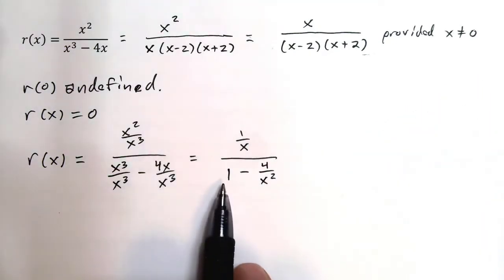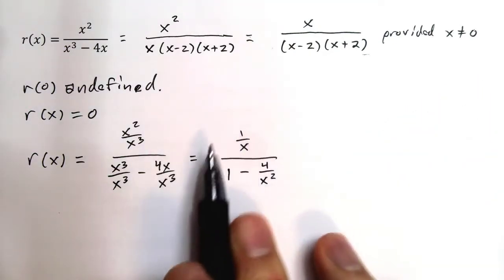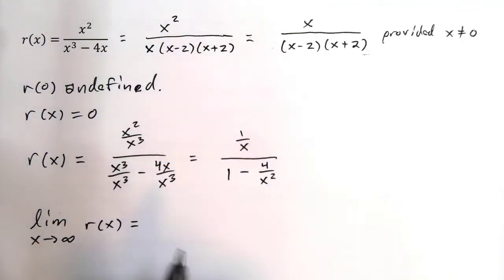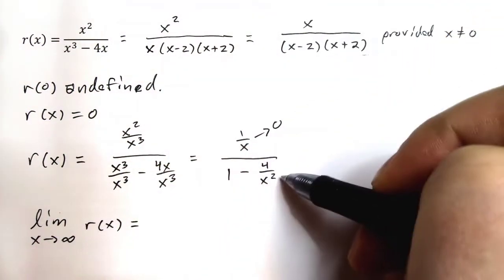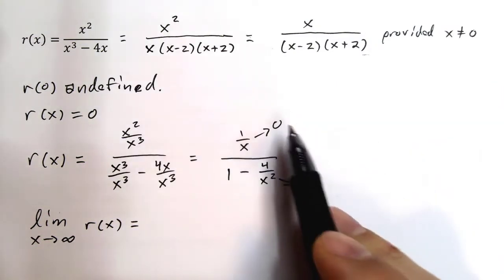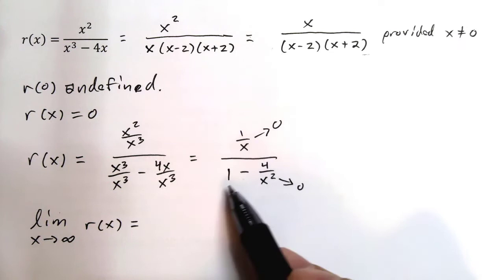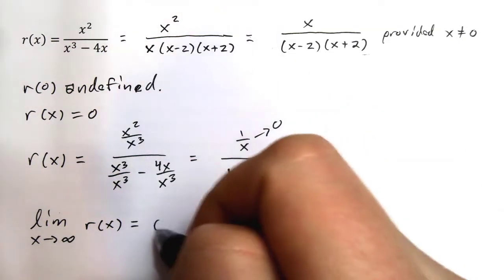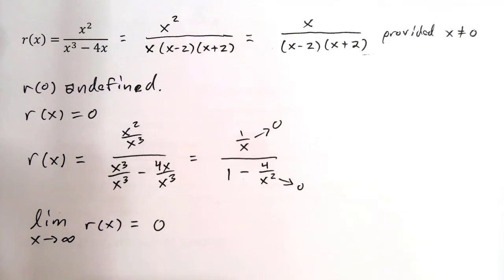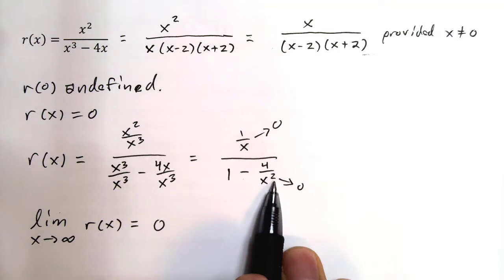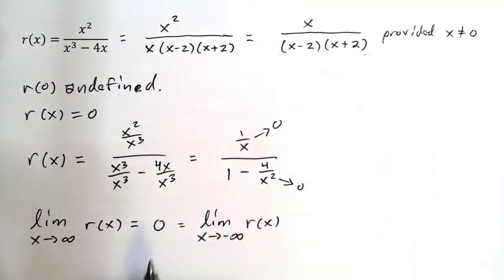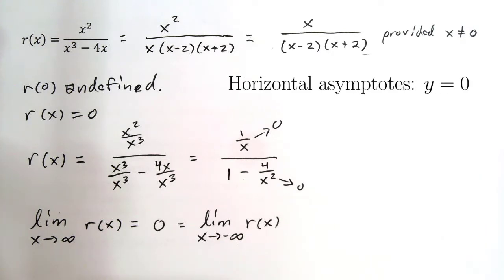So what we're going to be thinking about is the limit as x goes to infinity of this expression. And what happens? Well, this term goes to 0, this term goes to 0, and so I get 0 over 1 minus 0. 0 divided by a non-zero number is 0, so I see the limit is 0. That is the same thing that would happen if I took the limit as x goes to negative infinity. So both the limit to positive infinity and negative infinity are the same value. And what this tells us, not only is this the end behavior, but it's also telling us that y equals 0 is a horizontal asymptote.